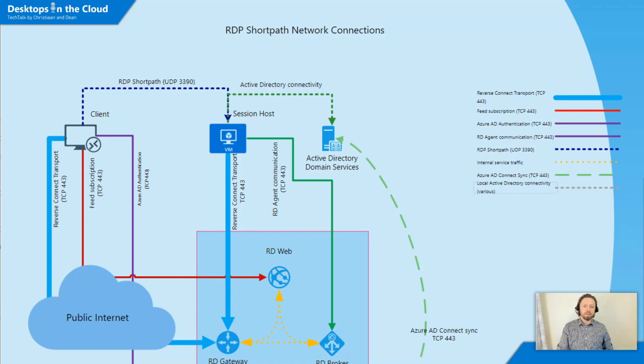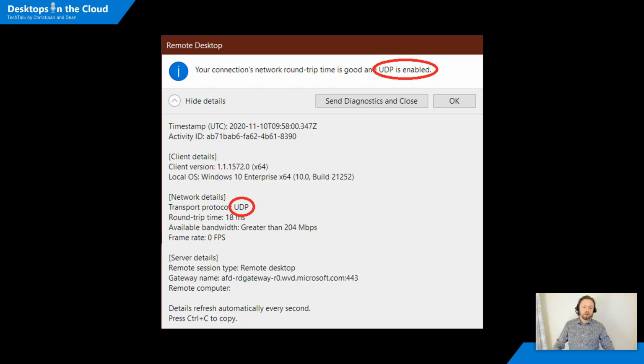And then you can open the connection information dialog box and find that you are using UDP for your connectivity, and you may find that your network latency is reduced and you have more bandwidth available for the session. Okay, yeah, that makes a lot of sense.